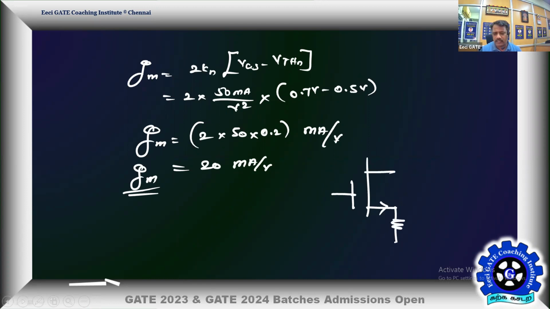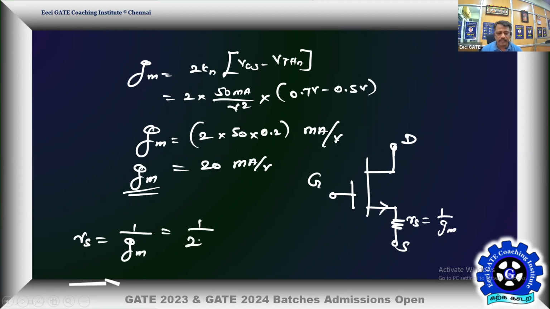So let me use small rs. This is your drain, this is your source, this is your gate. Okay, so this is your small rs, that is equal to 1 by gm. So what is small rs? We'll comfortably play with small rs. So small rs is equal to 1 by gm, that is 1 by 20 into 10 power minus 3, that is going to become 10 power 3 by 20 ohms. So 1000 by 20, that is going to be 50 ohms. Small rs is equal to 50 ohms.